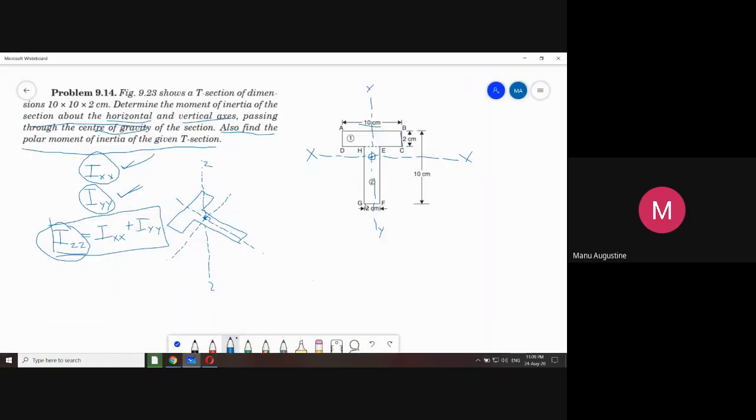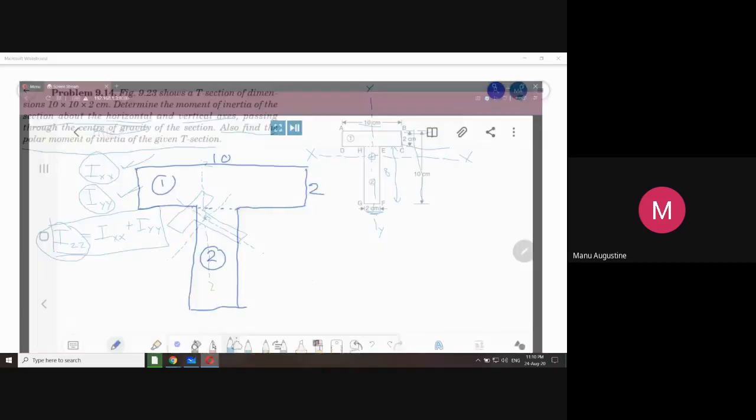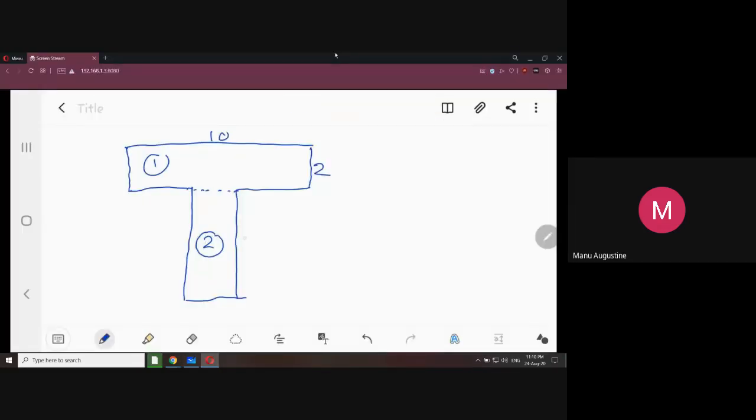Now the width of your second area is again 2 centimeters, but the height is not given. The height given is of the complete T section. So in order to get the height of the second area individually, all you have to do is subtract this height of 2 from the overall height of 10. That brings us to a height of 8 centimeters. So I will note it down. The height of the second rectangle is 8 centimeters and the width is again 2.